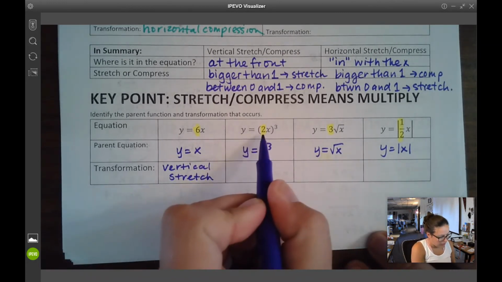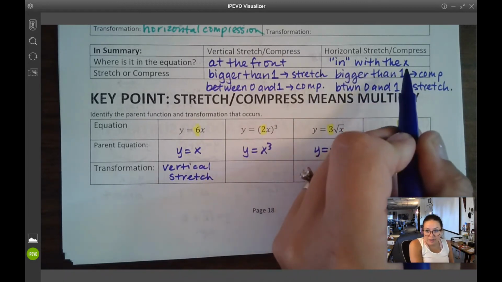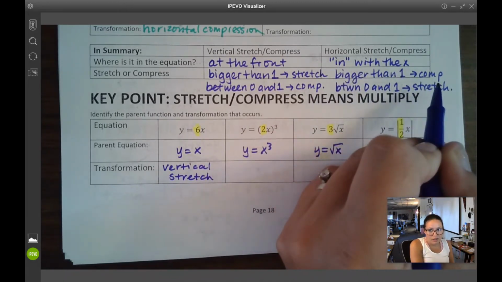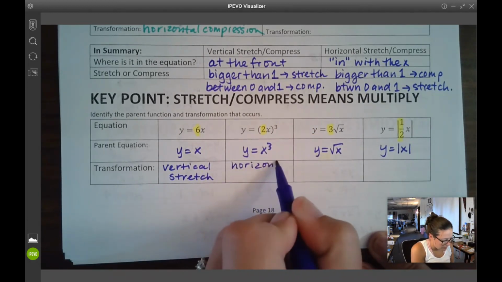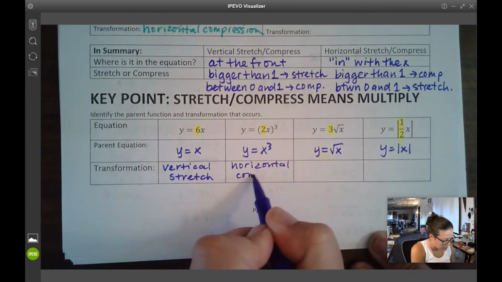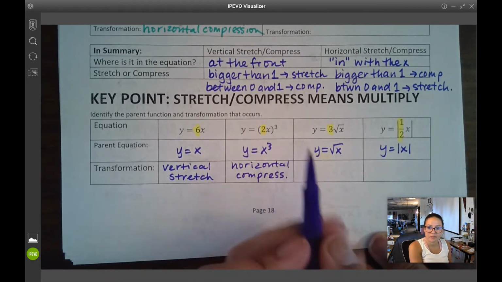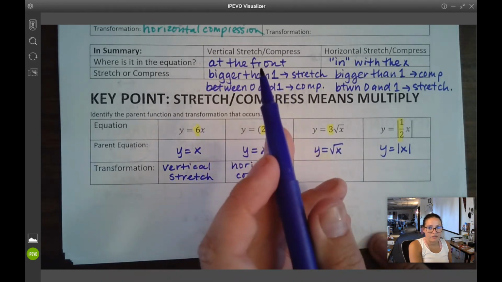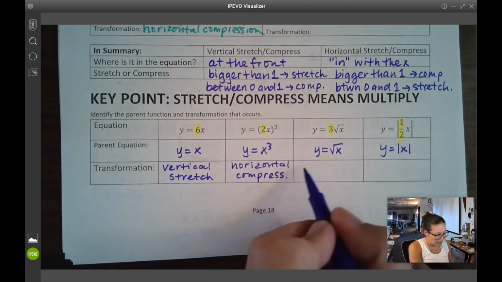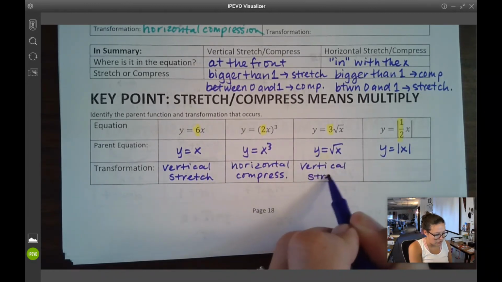So for 2x cubed, this 2 is in parentheses with the x, and 2 is bigger than 1. That means this is a horizontal compression. Okay, here we have a 3 that is at the front. 3 is bigger than 1. This is a vertical stretch.